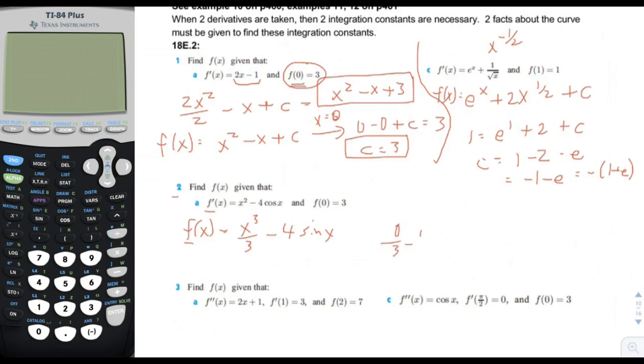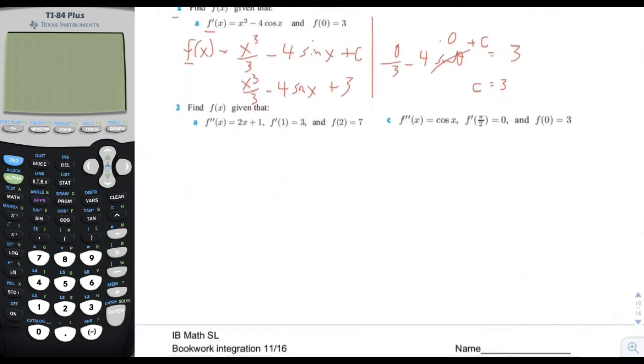0 over 3 minus 4 sine 0. Remember, sine 0 is equal to 0. Set that equal to 3, oops, and plus c. So c is equal to 3. I forgot to put plus c there. Okay, so actually it's equal to x cubed over 3 minus 4 sine x plus 3.